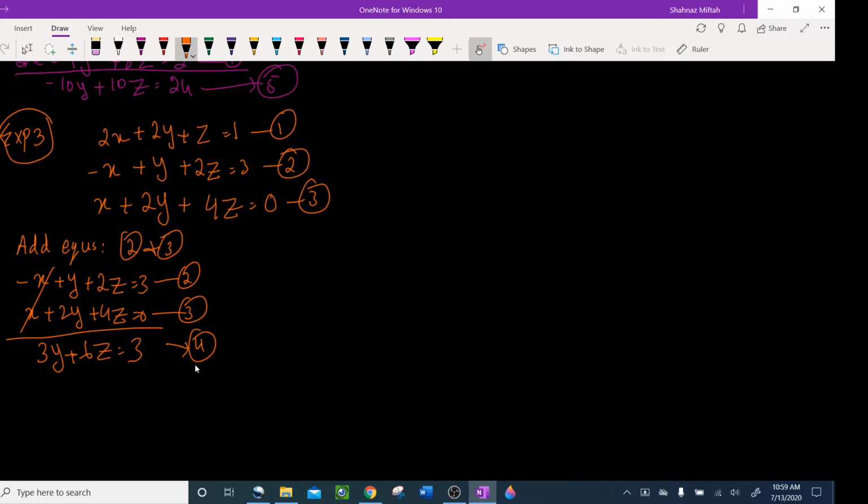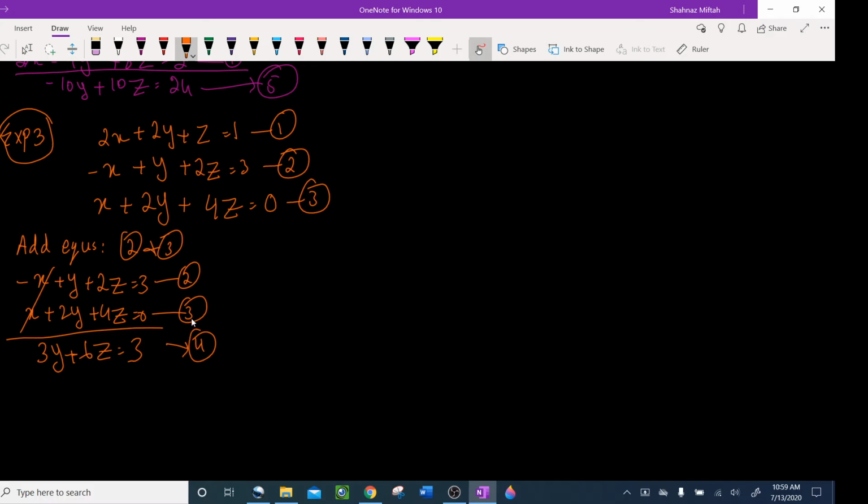Now I have to pick another pair of equations, and then I have to eliminate the same variable like we eliminated x. So we can have equation number 4 and the resulting equation that we are getting, we can say equation number 5. We can add them together and see if we can eliminate y or z. Okay, so let's try.